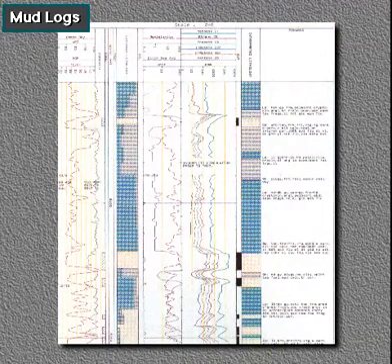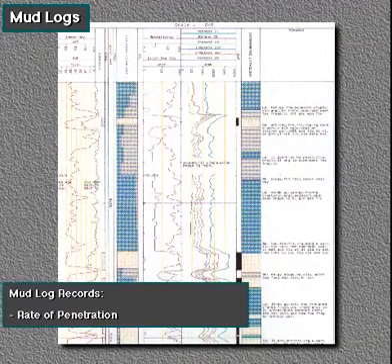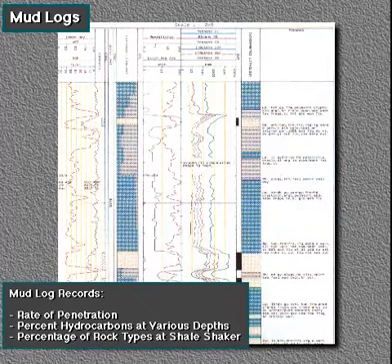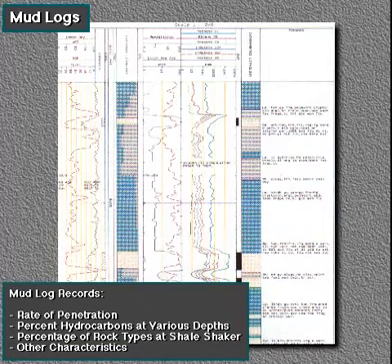This is a computer-generated mud log. At its most basic, the log records the rate of penetration, percent hydrocarbons found in the mud at various depths, and the percentage of rock types in samples caught at the shale shaker. The log may also record other well characteristics to help the well owner drill the well efficiently and safely.